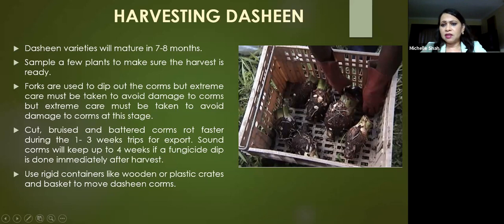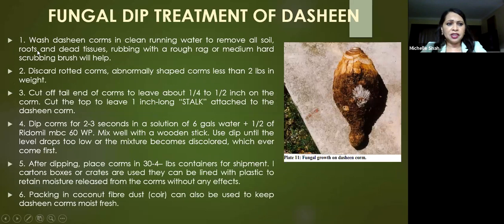The fungicide dip treatment for the dasheen: wash the dasheen corms in clean running water to remove all soil, roots, and dead tissues, rubbing with a rough rag or medium hard scrubbing brush, which will help. Discard the rotted corms and abnormally shaped corms less than 2 pounds in weight. Cut off the tail end of the corm to leave about 1/4 to 1/2 inch on the corm, and cut the top to leave a 1 inch long stalk attached to the dasheen corm.